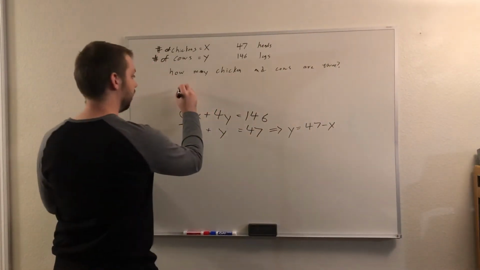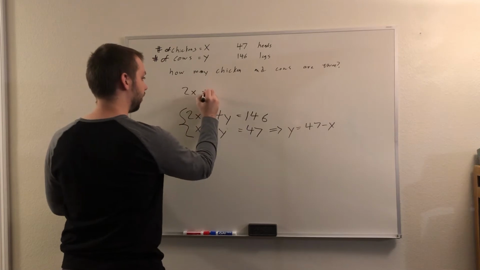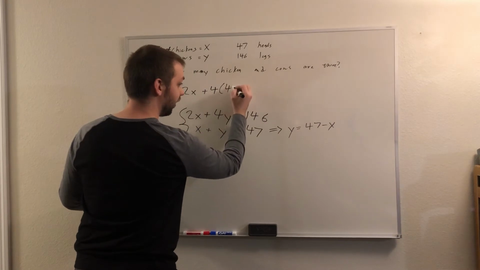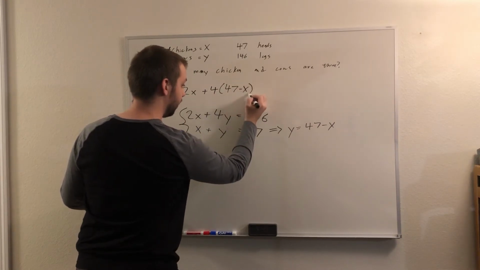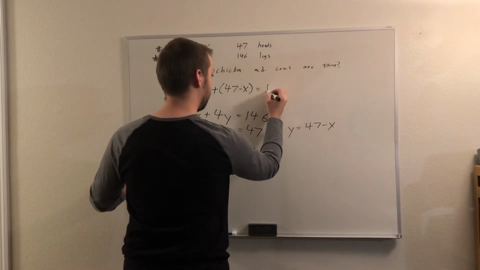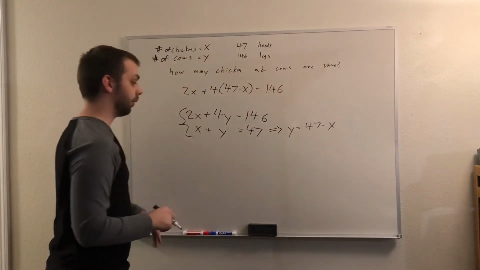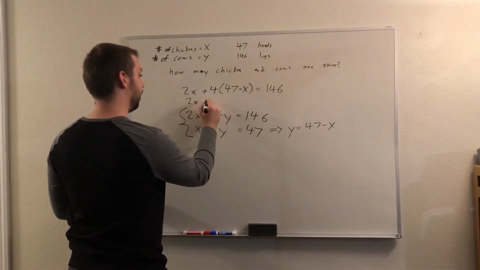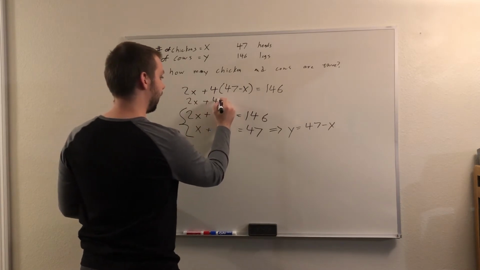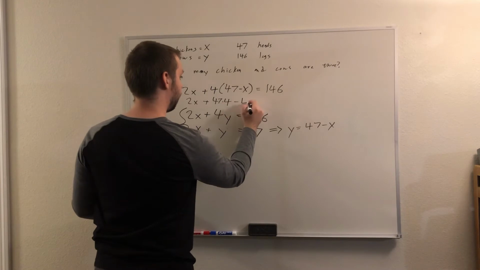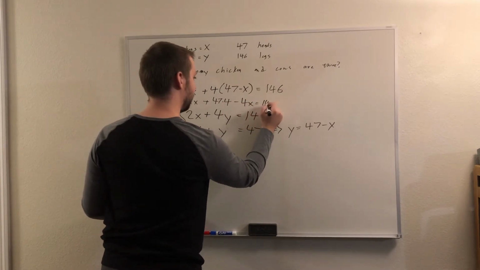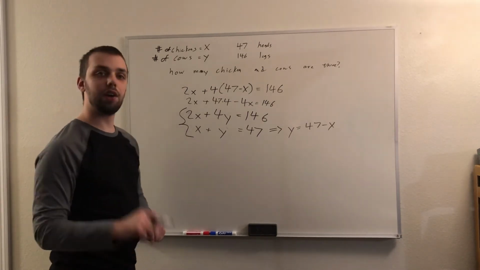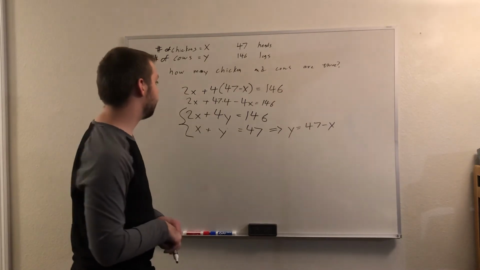So we can do 2x plus 4 times, now we know y equals this, 47 minus x, and that all equals 146. Okay, so now we just have to do some basic algebra to distribute this out. So we say 2x plus 47 times 4 minus 4x equals 146. 47 times 4, you can use a calculator, but my calculator on the phone is over there recording this video, so I'll have to actually do math.